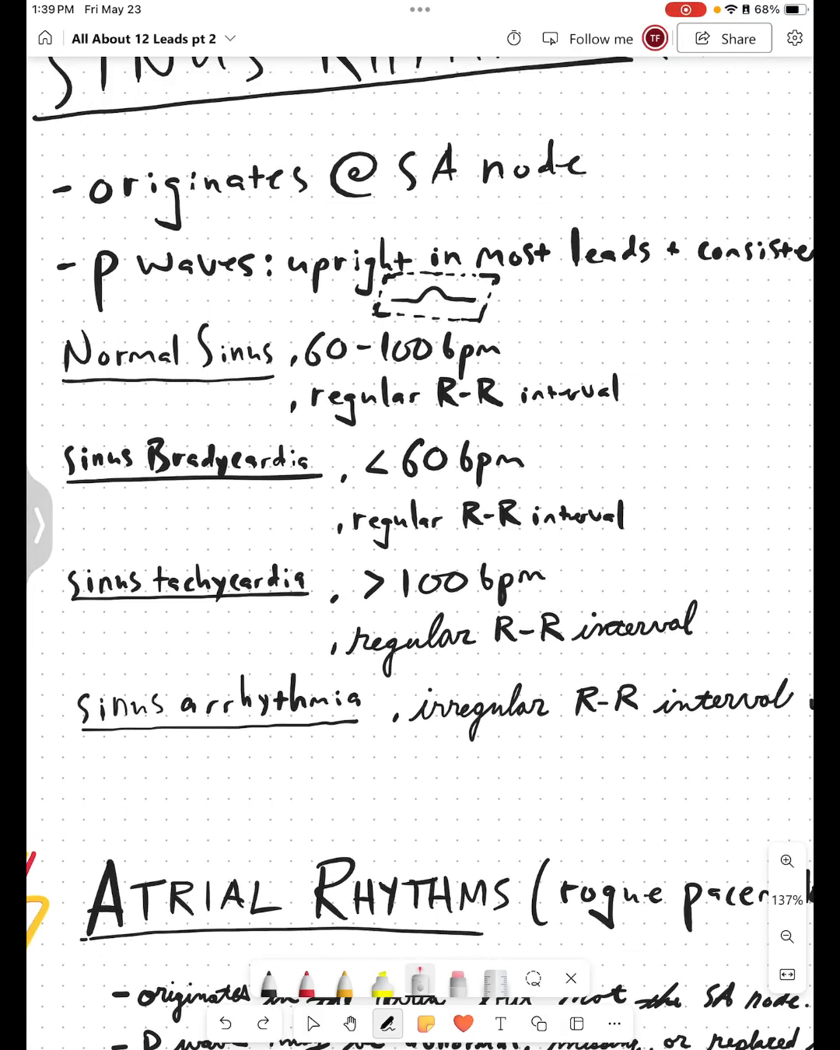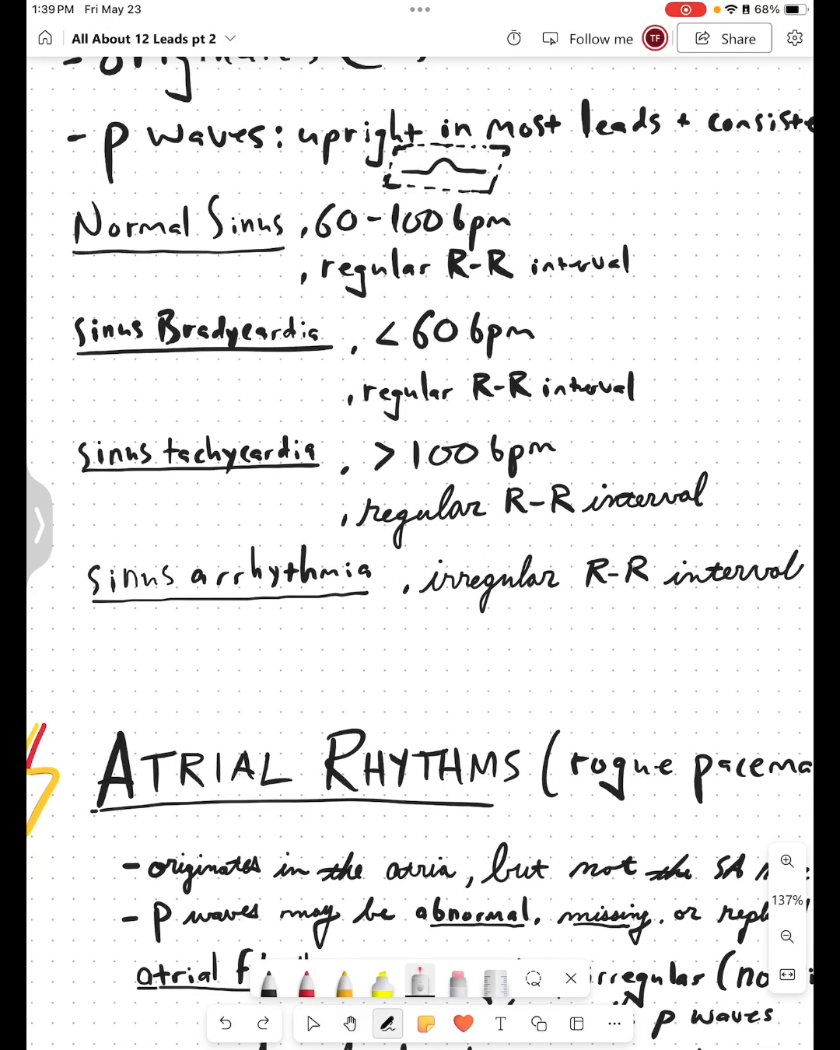So we have a normal sinus rhythm. It's between 60 and 100 beats per minute, with a regular R to R interval, and again, those P waves are going to be round and upright and consistent in most leads. Sinus bradycardia is going to be less than 60 beats per minute, and it is also going to have a regular R to R interval. Bradycardia means slower, a slow heartbeat, and the innate rate of the SA node is 60 to 100, so less than 60 is going to be sinus bradycardia.